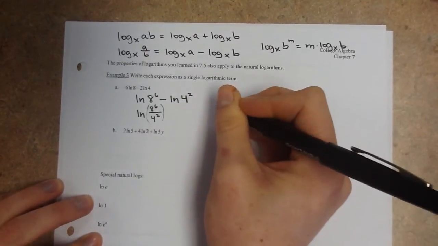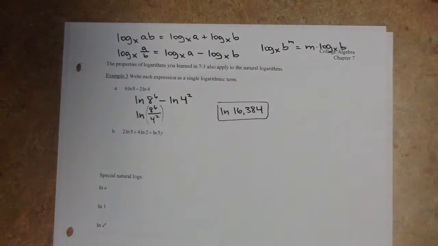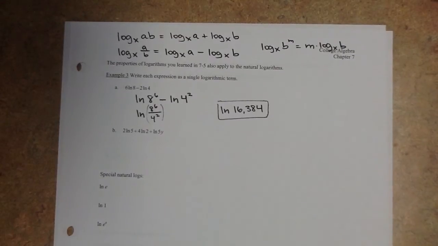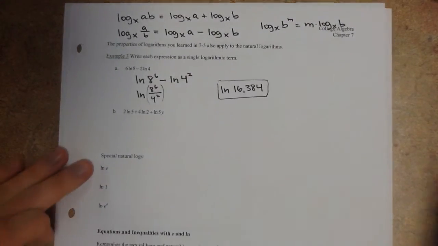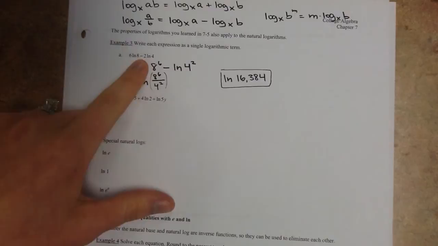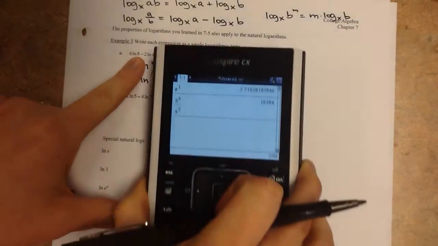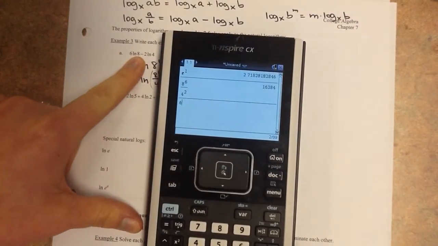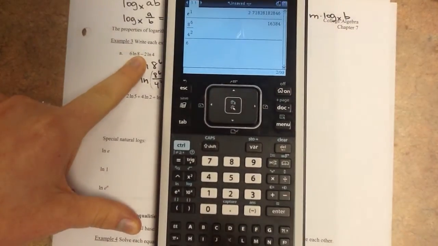Okay, so this is the natural log of 16,384. And one really quick way to check if you did it correctly is you want to see if this has the same value as this. So first you can plug this in. 6 times, now the natural log button, I just showed you where the E button is. The natural log button is right above it.